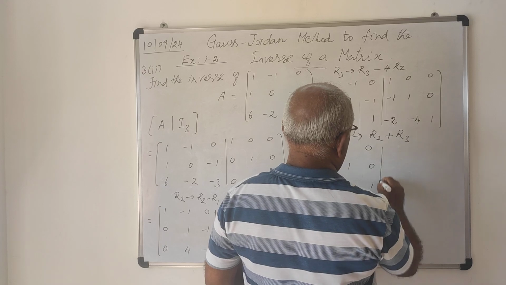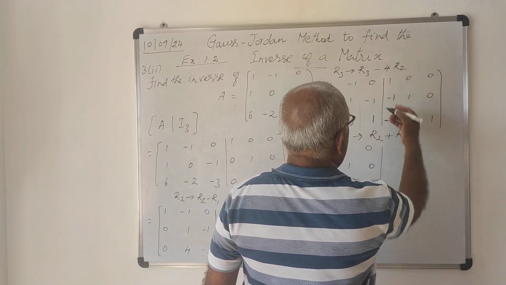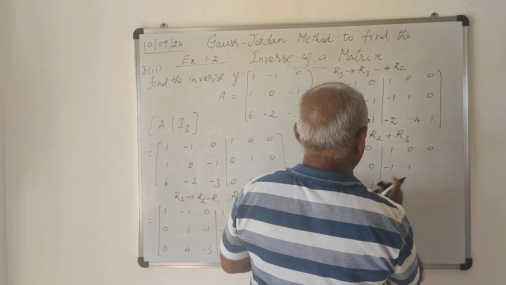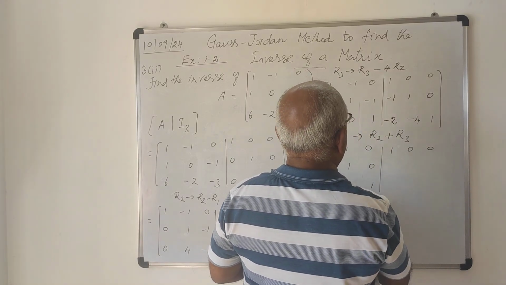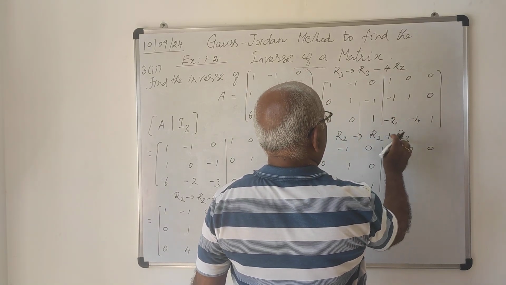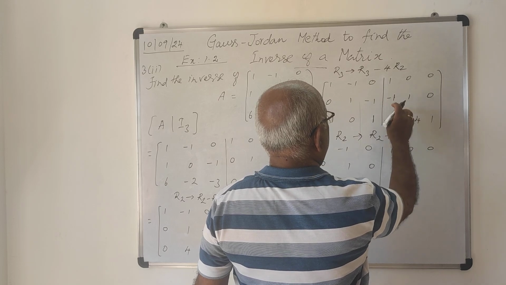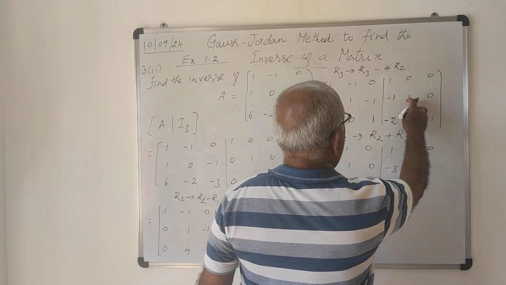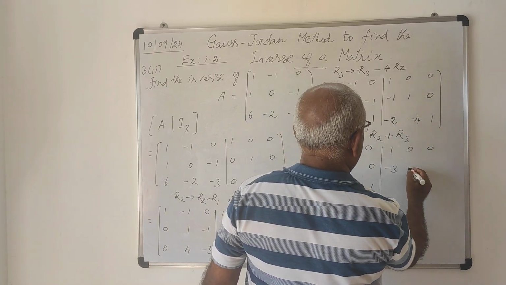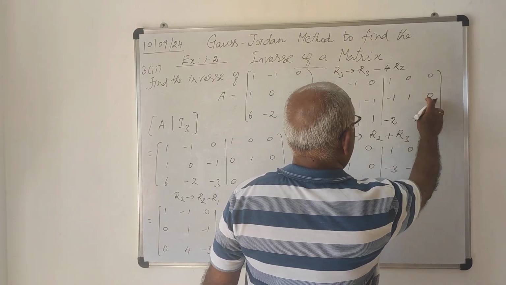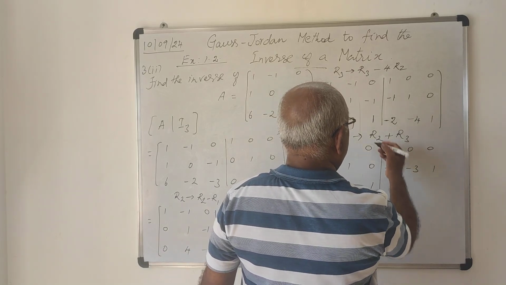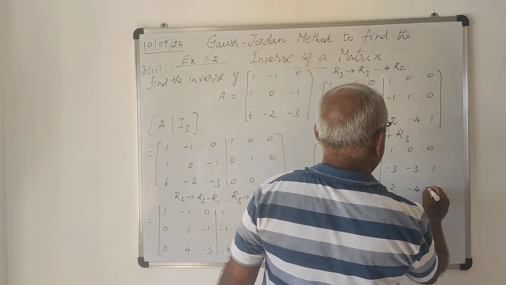Here, similarly, you get R2 plus R3, 1, 0, 0, minus 1, 1, 6. You have to write R2 plus R3: minus 1 plus minus 2, minus 3. 1 minus 4, minus 3. 1 plus minus 4. 0 plus 1, 1. And minus 2, minus 4, 1.